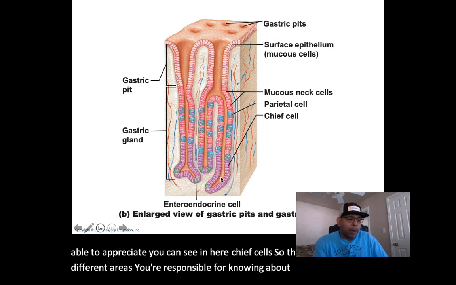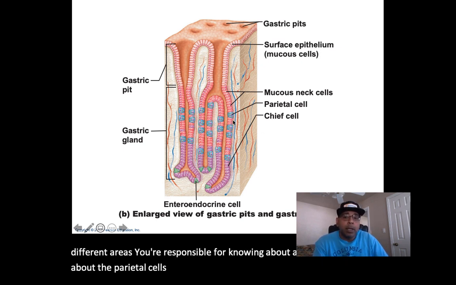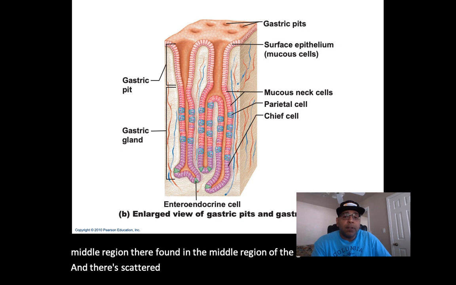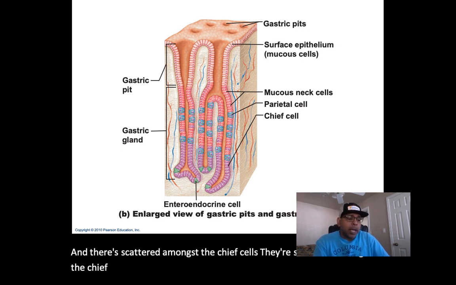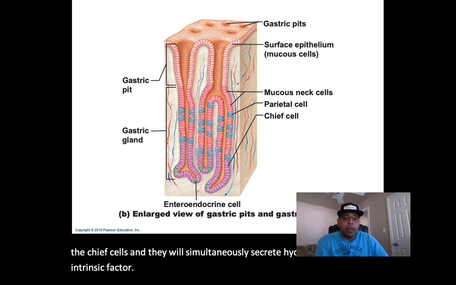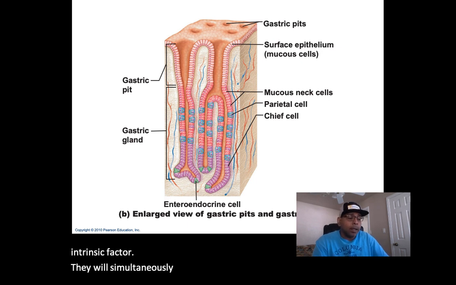Now, the parietal cells are going to be found in the middle region of the gland, and they're scattered amongst the chief cells. They will simultaneously secrete hydrochloric acid and intrinsic factor.